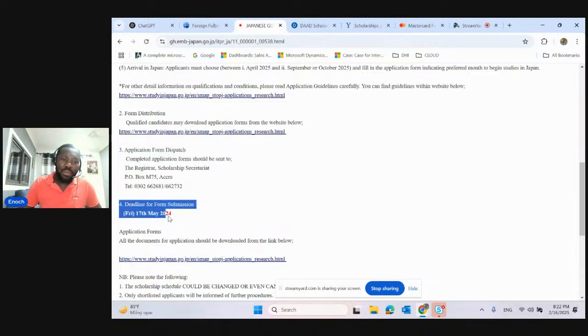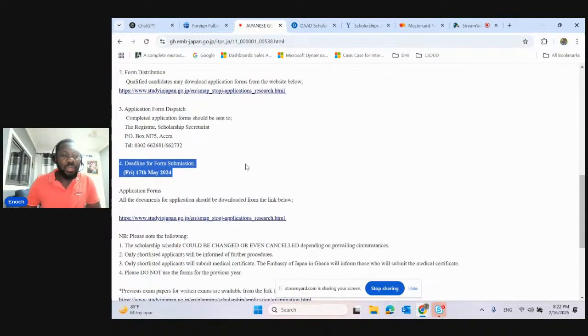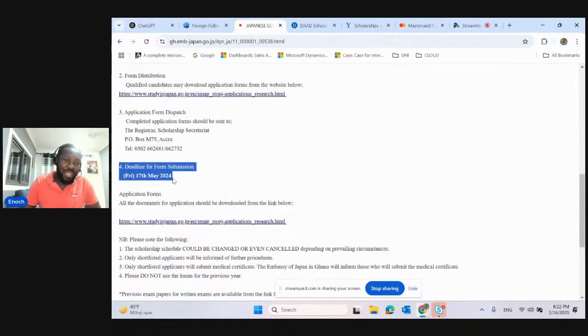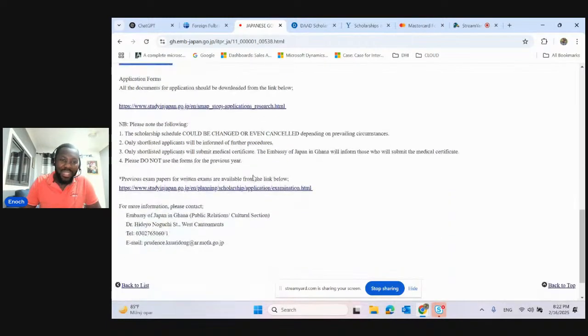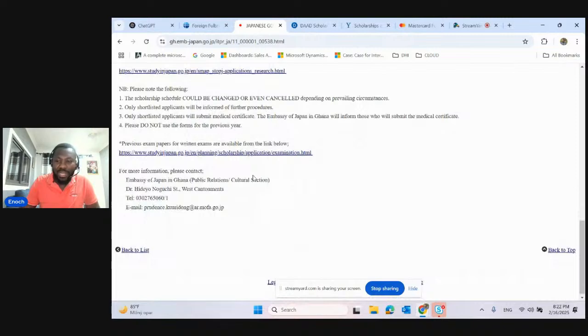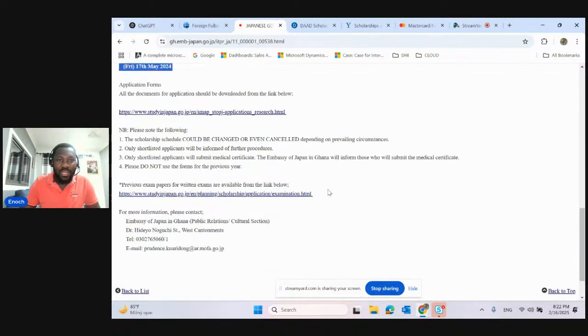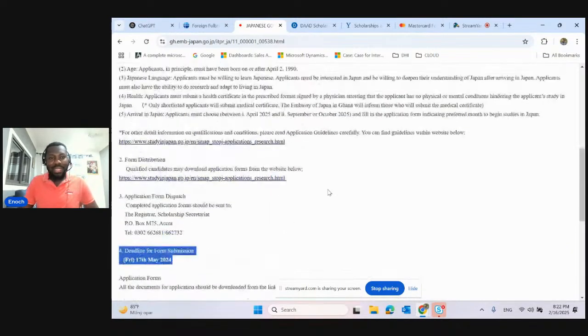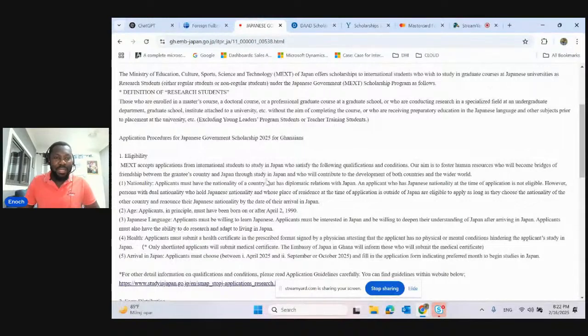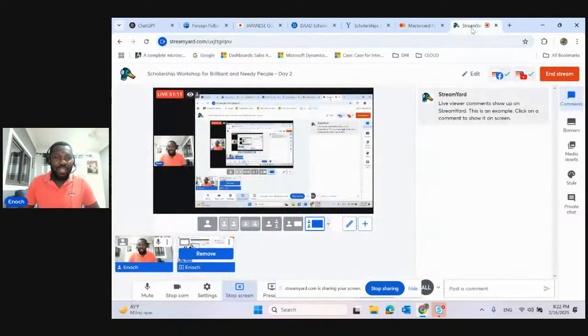The deadline for application submission is 17th May. So for the following year, it will be around the same date, but of that year. So you have to check carefully about the deadline for the subsequent announcement or subsequent scholarship. So that is it about the MEXT government scholarship.